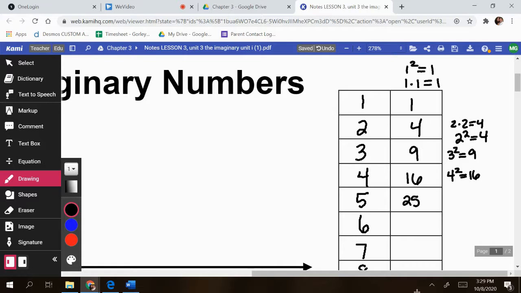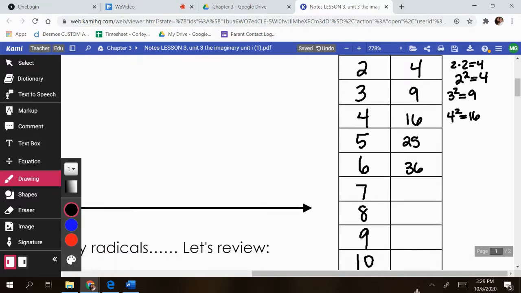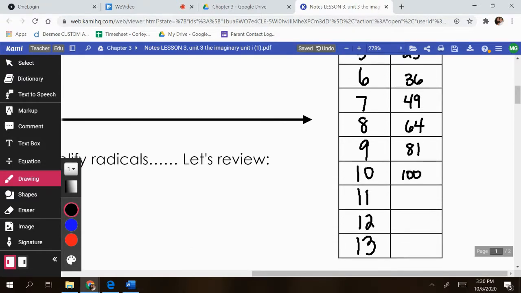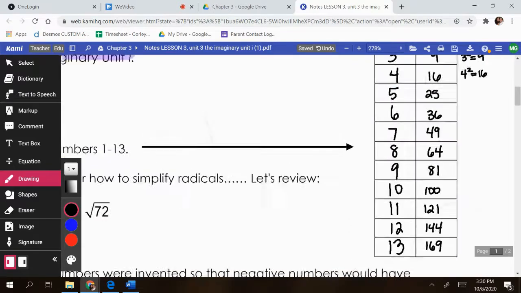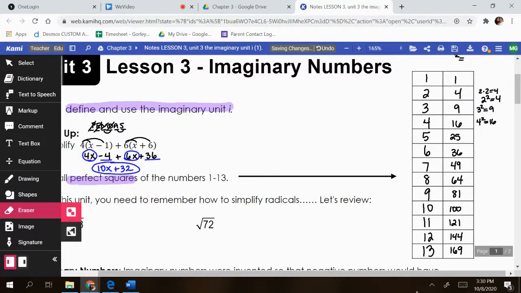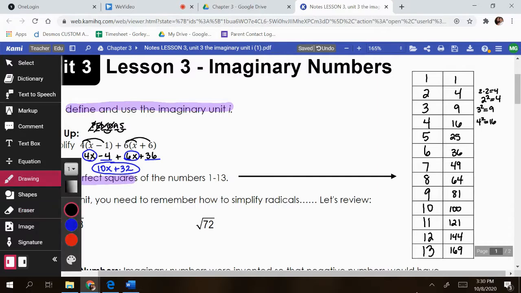5 squared is 25. 6 squared is 36. 7 squared is 49. 8 squared is 64. 9 squared is 81. 10 squared would be 100. 11 squared is 121. 12 squared is 144. And then 13 squared is 169. Okay, so that's our list of perfect squares for the numbers 1 through 13. So I might even write up here at the top, perfect squares.